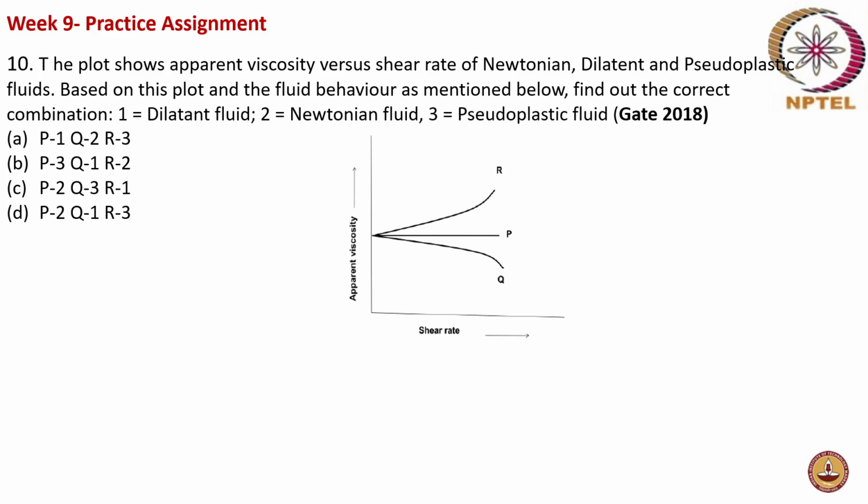The plot shows apparent viscosity versus shear rate for Newtonian, dilatant, and pseudoplastic fluids. Okay. Based on this plot, find out the correct combination of fluid behavior as mentioned below. 1 refers to dilatant fluid, 2 refers to Newtonian fluid, 3 refers to pseudoplastic fluid. Okay. And you have 3 curves: curve P, curve Q, and curve R. So which of these corresponds to which type of fluid? The figure gives a plot of shear rate versus apparent viscosity.